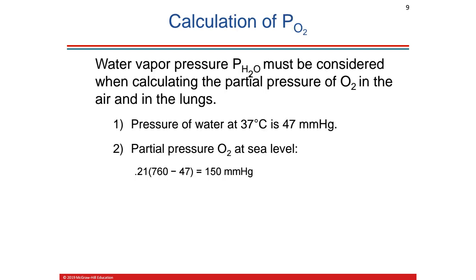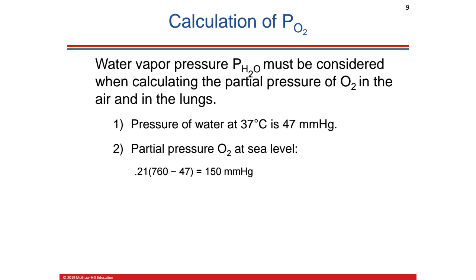This is just a quick recap of what we talked about. The water vapor pressure, P sub water, must be considered when calculating the partial pressure of oxygen in the air and in the lungs. So for example, in our lungs, the pressure of water at 37 degrees centigrade is 47 millimeters of mercury. And then we could do the calculation at sea level and we get 150 millimeters of mercury for the partial pressure of oxygen.